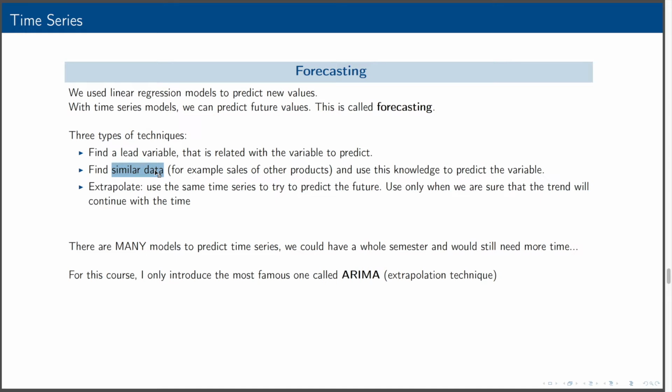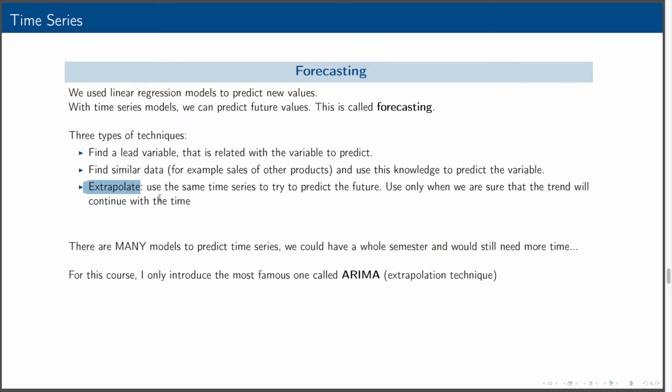And the third technique is called extrapolation. It means we use the same time series, we don't use another variable, and with just this data, very similar to linear regression, we try to make a forecast. And you should use this one only when you're sure that the trend will continue with time. Because if it's going to change, like the stock market, where you know it can change at any minute, then extrapolating would be a bad idea.